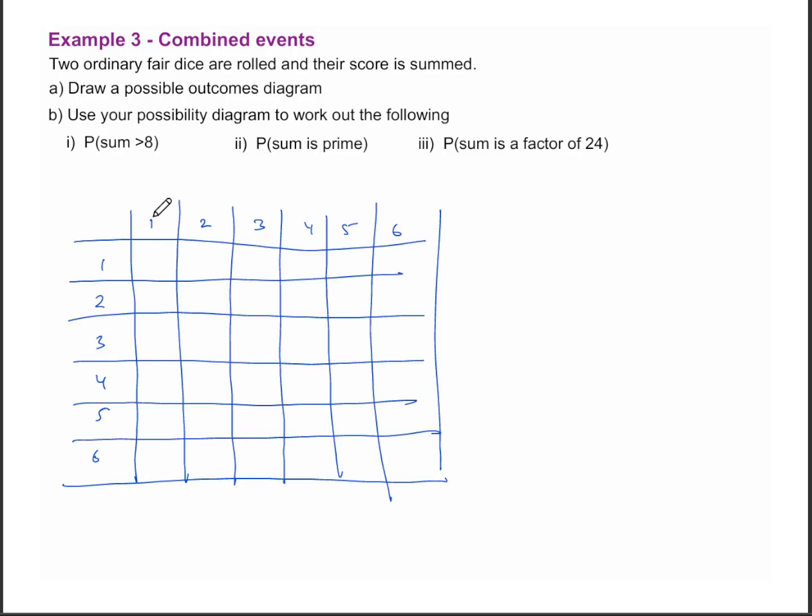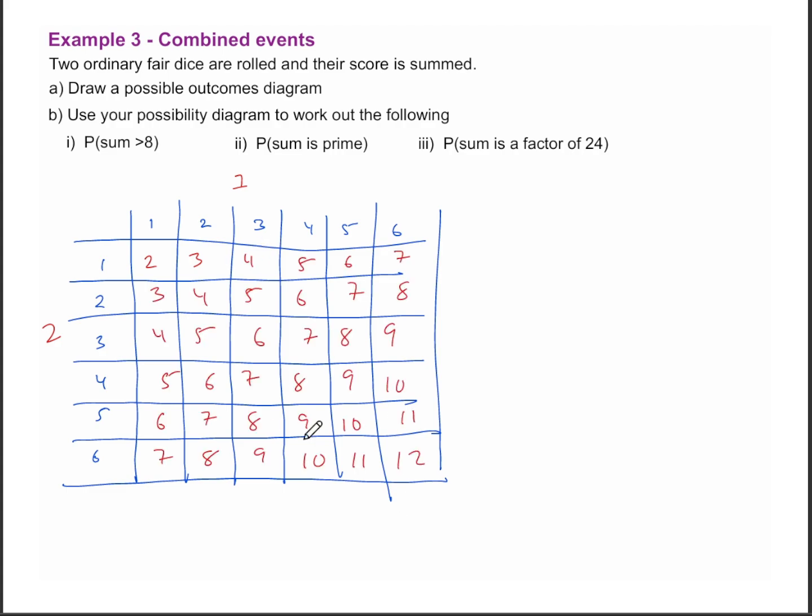If in the first try we roll a 1 and the second try we roll a 1 again, the sum will be 2. If in the first throw we roll a 2 and in the second throw we roll a 1, our score will be 3. And we can do that for all of the outcomes. There will be a total of 36 outcomes. And I'll fill the table for you right now. That's going to be the possible outcomes diagram.